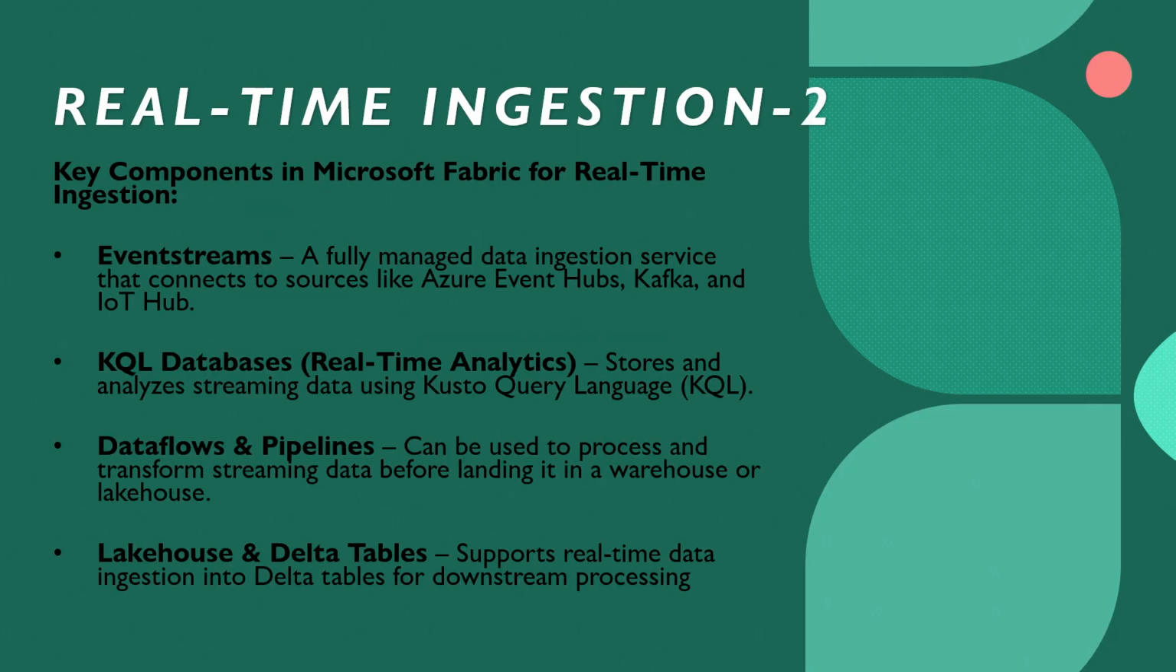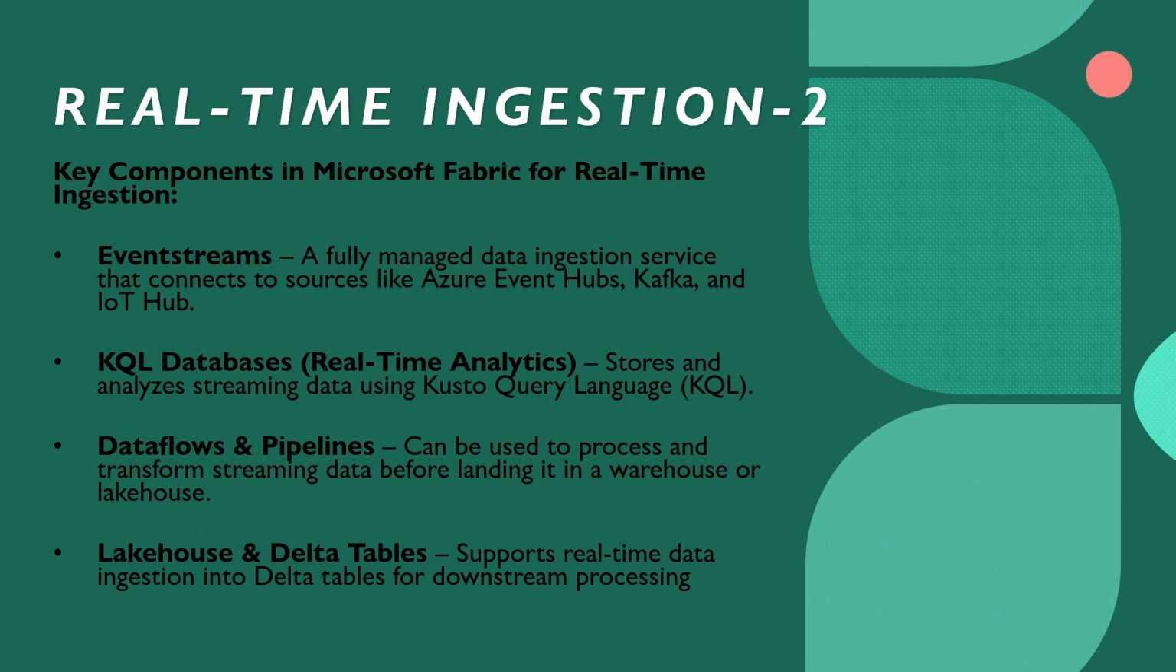So we have some key components in Microsoft Fabric for real-time ingestion. The first one is event streams. Event stream is a fully managed data ingestion service which can stream data from different sources like Azure Event Hubs, Kafka, IoT hubs on a real-time basis. Then we have KQL databases, which is real-time analytics.